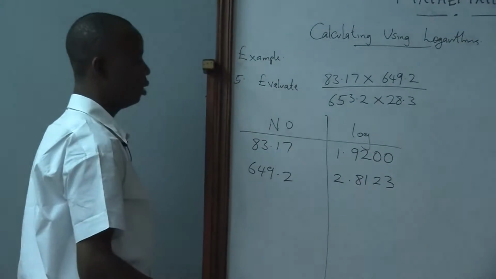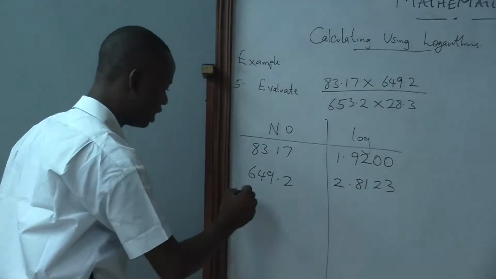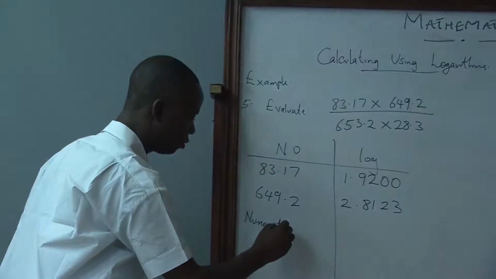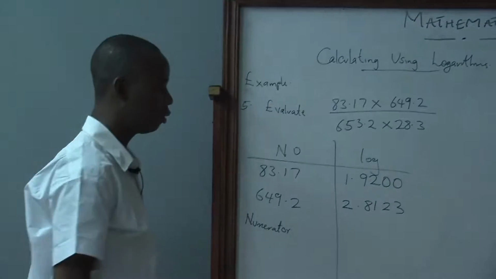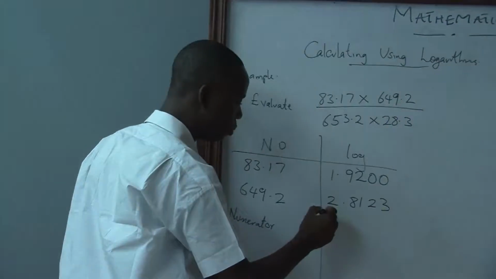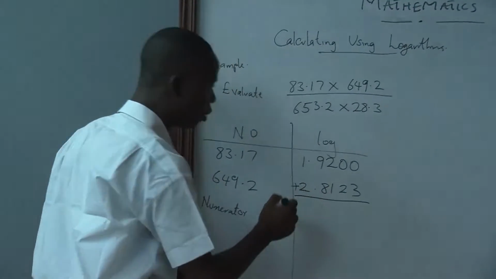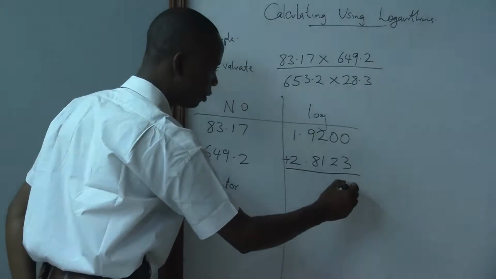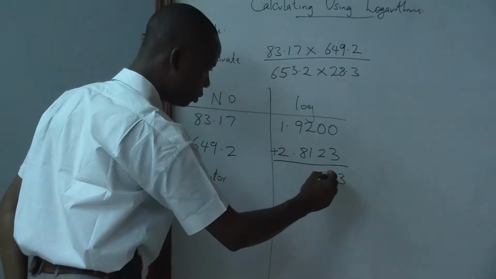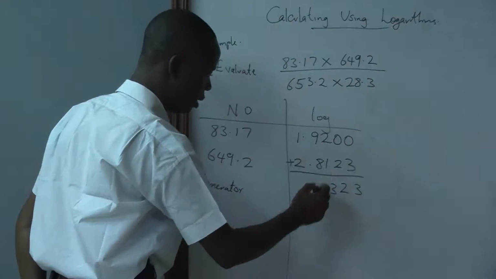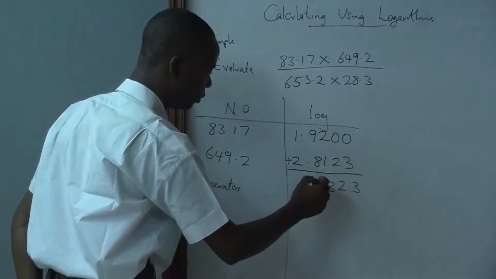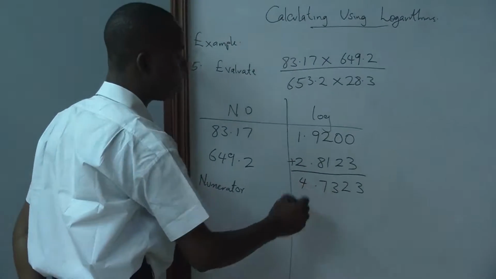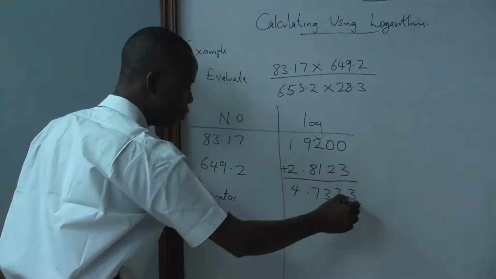8123. I would love for us to deal with the numerator first. Let's look at the log value of the numerator. The log value of the numerator will be the addition of this because we are multiplying them. So let's look at that. We are adding this together, 3, 2, 3, 7, 4. That is the numerator.